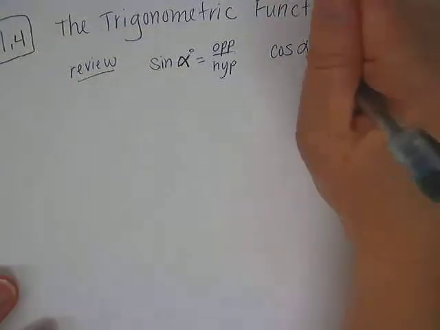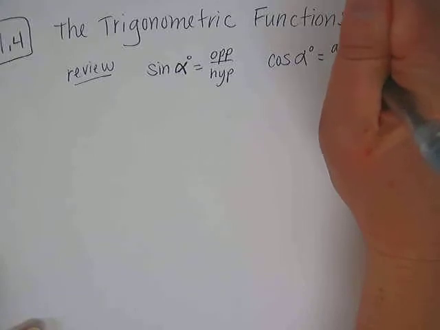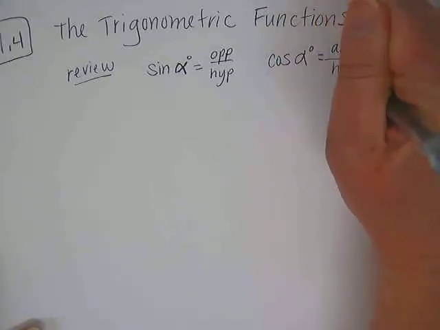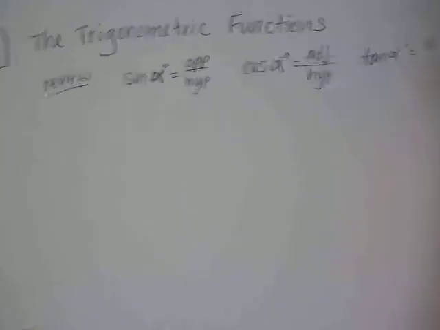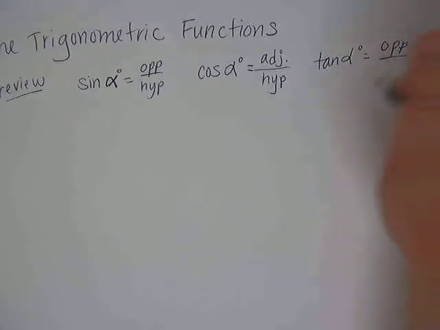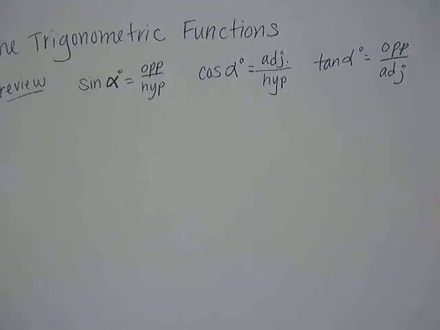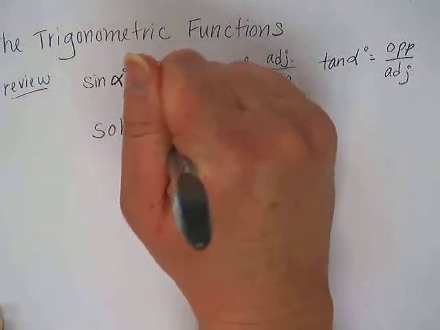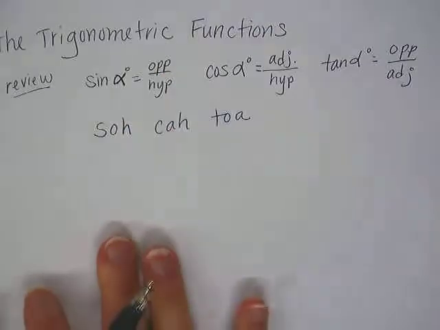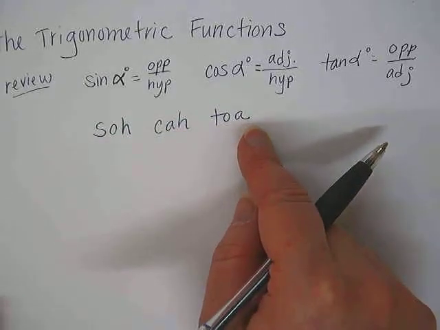Cosine. Do you guys remember what it is? Adjacent leg over the hypotenuse. And tangent is opposite over adjacent, correct? Okay. We are actually going to list these a little bit differently. By the way, I don't know if when you learned these, your teacher ever had you memorize it with this thing. So sine, opposite hypotenuse; cosine, adjacent hypotenuse; tangent, opposite adjacent.